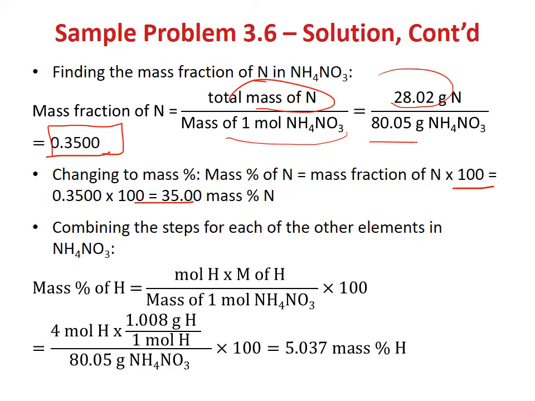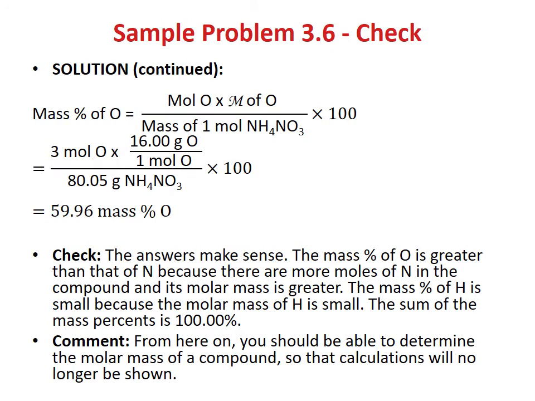So next, we calculate hydrogen. We do the same procedure. So the number of moles of hydrogen times the molar mass of hydrogen atom, divided by the mass of 1 mole of the formula, and then times 100. Okay, that gives you 5.037% of hydrogen. And finally, we calculate the oxygen. Same procedure, you get 59.96.